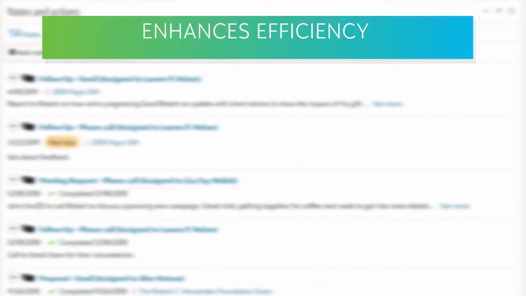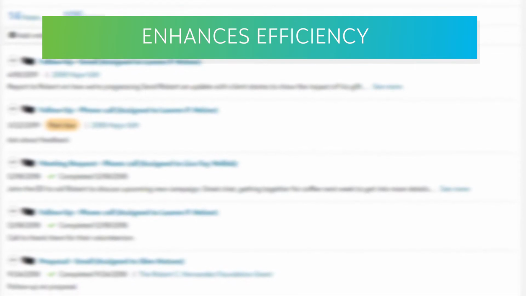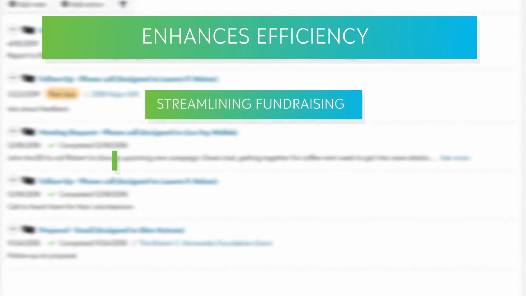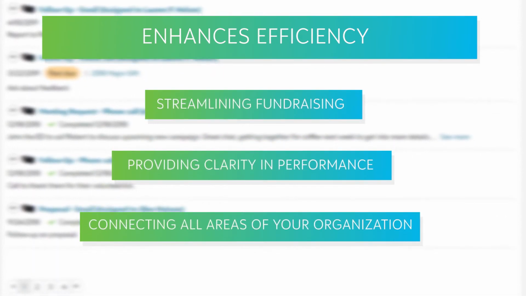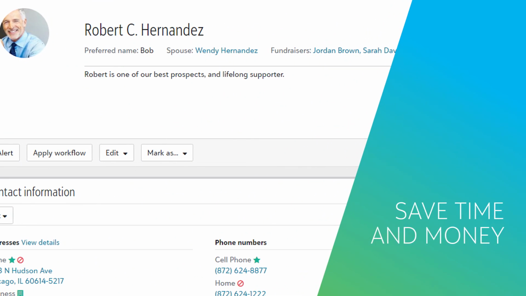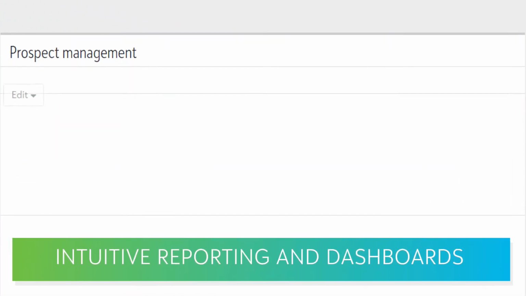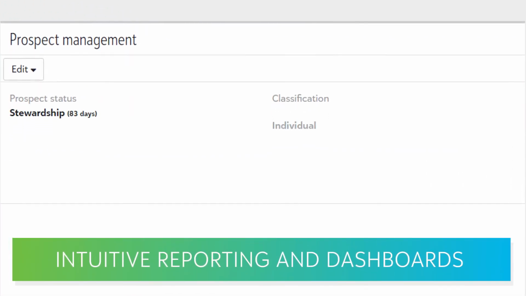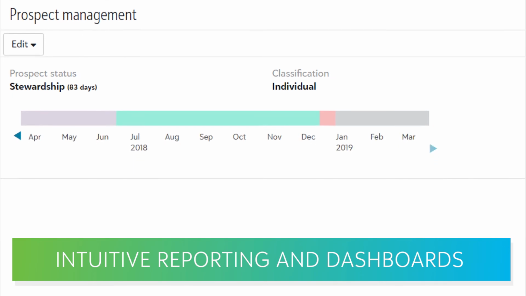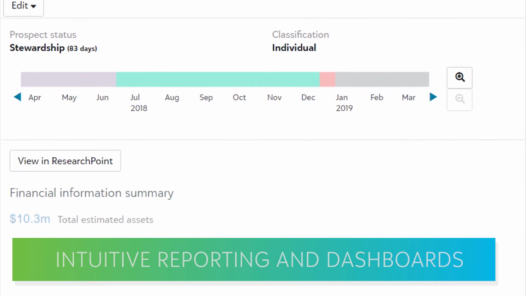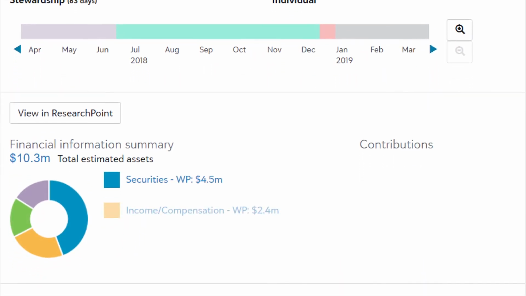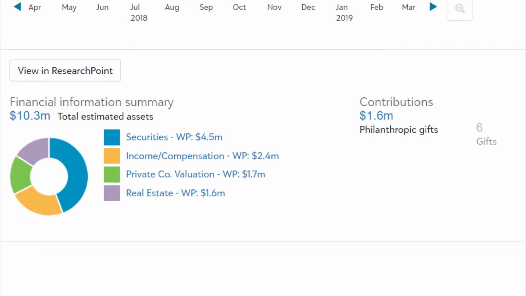Blackbaud Razor's Edge NXT enhances efficiency too by streamlining fundraising, providing clarity in performance, and connecting all areas of your organization. Save time and money by consolidating processes, communications, and donor data. Intuitive reporting and dashboards tracking donor retention, acquisition, and more lead to better informed decision-making. Plus, the open cloud platform allows information to be easily accessed and shared across your organization.